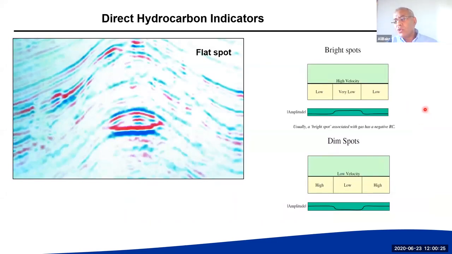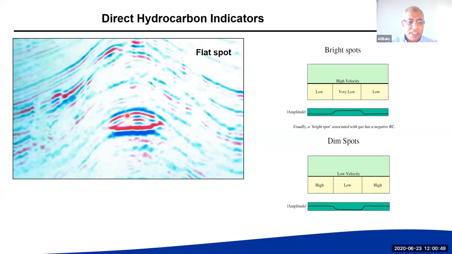Another thing I would like to give your attention to is the direct hydrocarbon indicators. From the seismic, we can predict that there is oil directly without drilling. As an example, this is an anticline, and this is a nice event. Well, this is a nice horizontal event that comes from the oil-water contact or the hydrocarbon liquid contact.